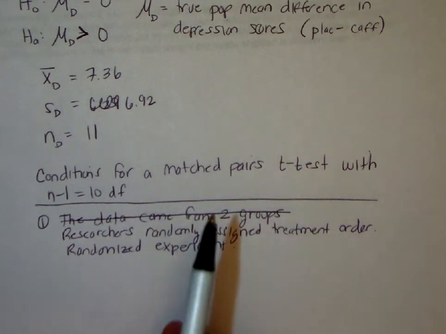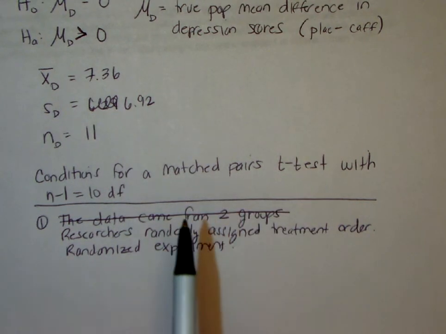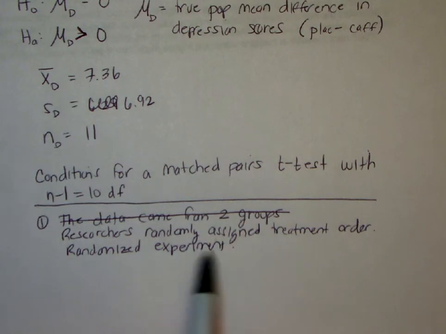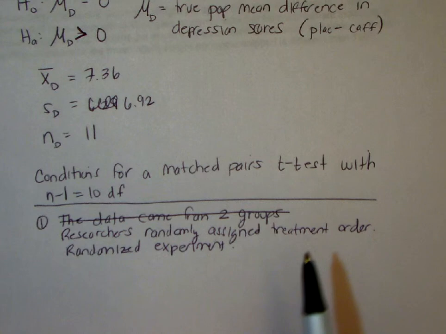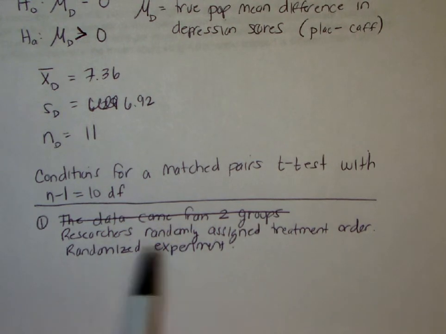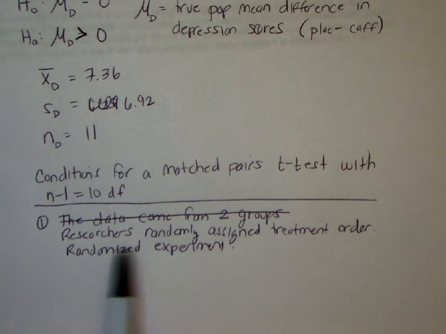In fact, if I could rewind this video for a second here, I would write this first, randomized experiment, and then state how it was. Researchers are randomly assigning the treatment order. Who's getting which pill, and in what order. So remember, we're not sampling, but it's a randomized experiment, and that's where the random condition is going to be met.